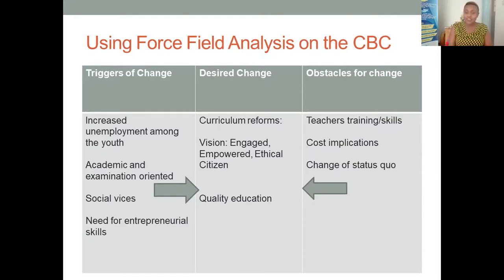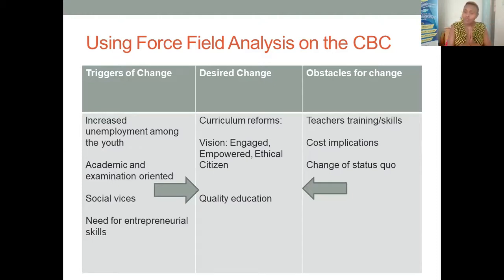Academic and examination orientation, we could say that is an internal factor. Most of the schools, the 844 system, encouraged a lot of academic and examination aspects. And that came at the expense of actually getting actual skills. So that could be a driving force for the need for the institutions to adopt a competency-based curriculum. Social biases, need for entrepreneurial skills, all these are the driving forces. On the other hand, we have those things that are restraining the change. We would wish to have an engaged, empowered, ethical citizen.